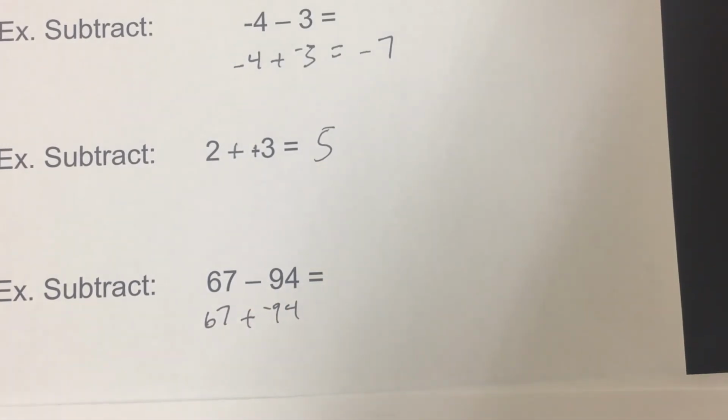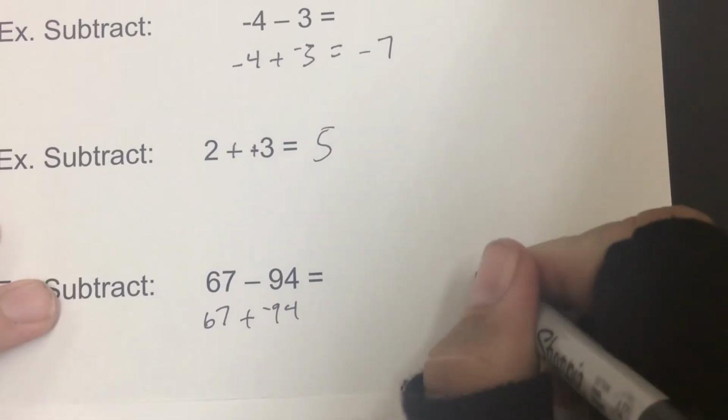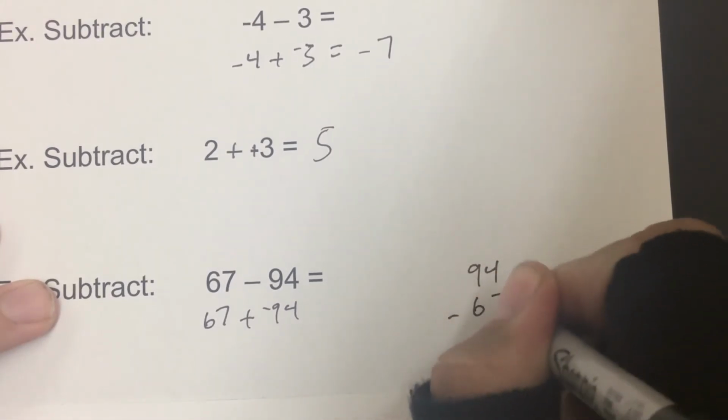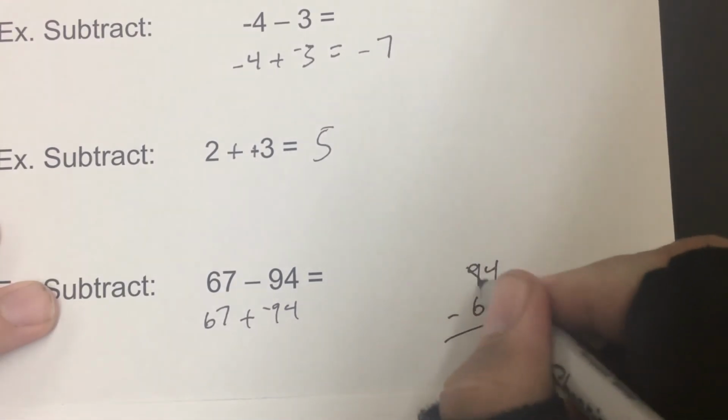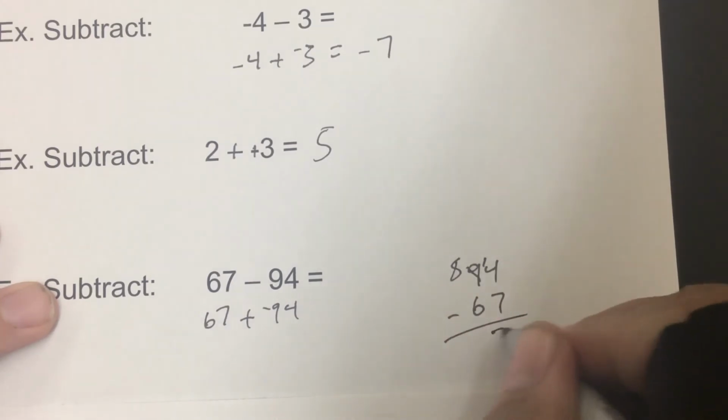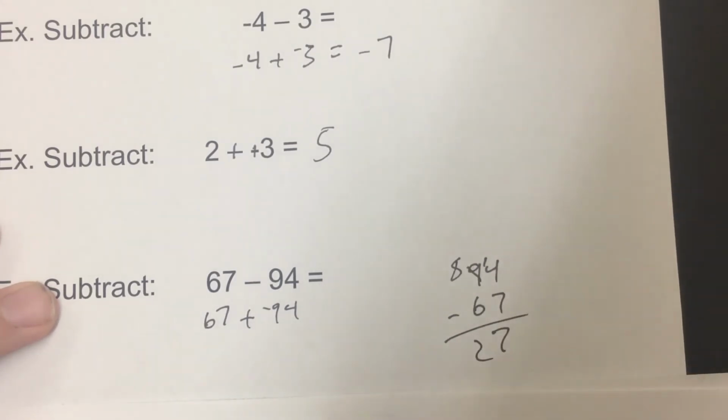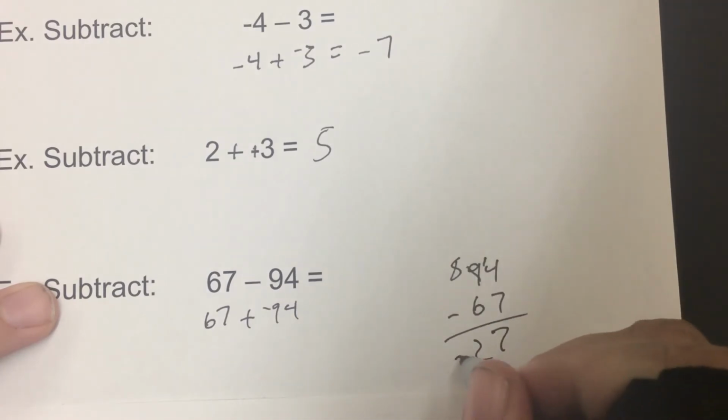So yesterday when we added numbers that were different signs, we took the numbers 94 minus our 67, which you would borrow, make this 14. So 7 and 2. The bigger number is negative, so this is a negative 27.